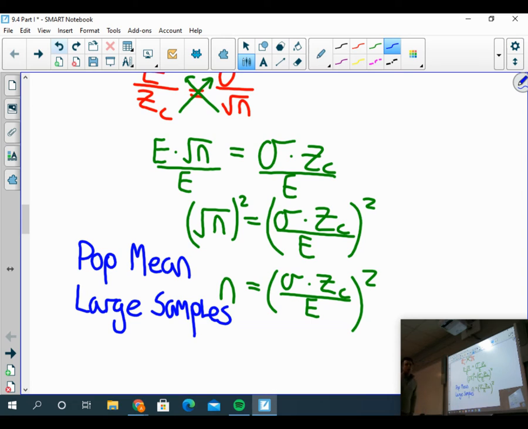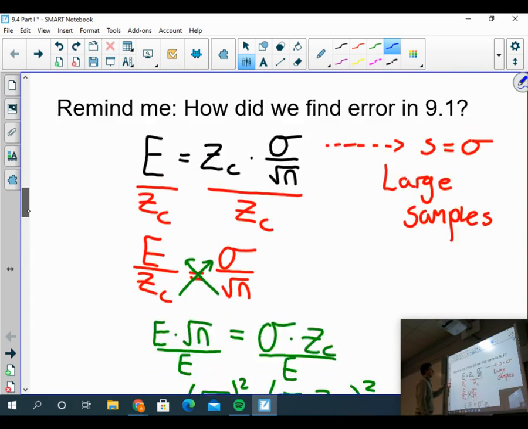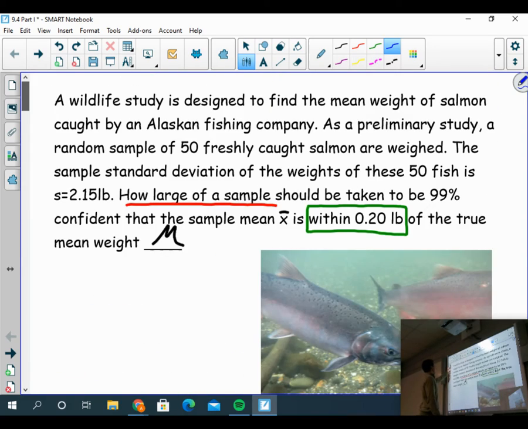Okay, this does not apply when we're working with very small sample sizes or when we're working with a population proportion. We'll get to that in a bit. So where do we practically see this in a problem? Well, let's go back. Now that we have some context, this probably makes a little more sense. If we look at it again, they're trying to find the mean weight of salmon caught by an Alaskan fishing company. We had an initial study that found the sample standard deviation to be 2.15.